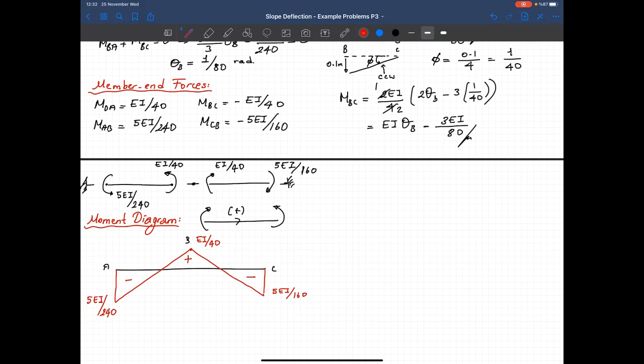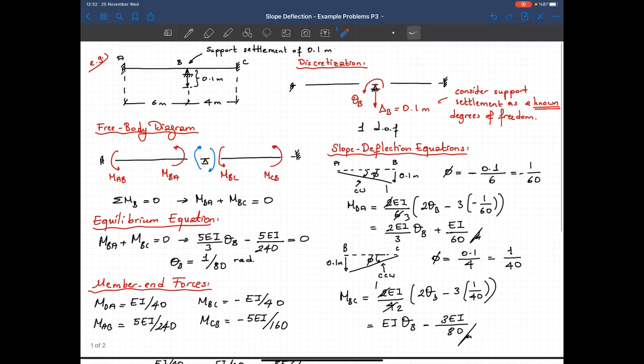So as you see, when we have a support displacement, support rotation, we can have any kind of movement in the support. The only thing that we need to do is to consider it as a known degrees of freedom. Once you do that, the rest is just the classical slope deflection solution.